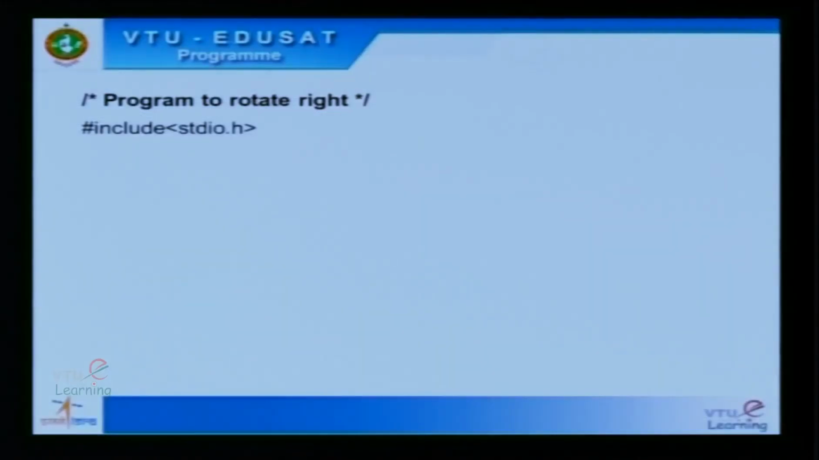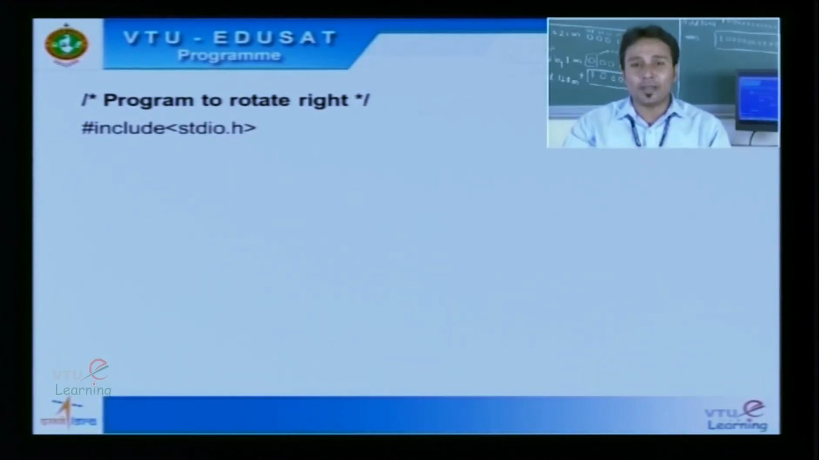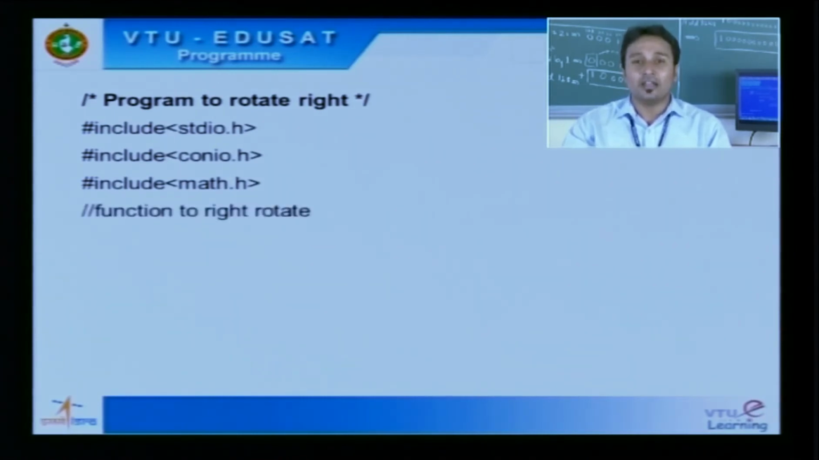The first line here is hash include stdio.h, which is the preprocessor directive along with the standard input output header file, and the next two lines are also header files. They are conio.h as well as math.h, where conio stands for console input output and math stands for the mathematical header file. Now we have the function to right rotate.